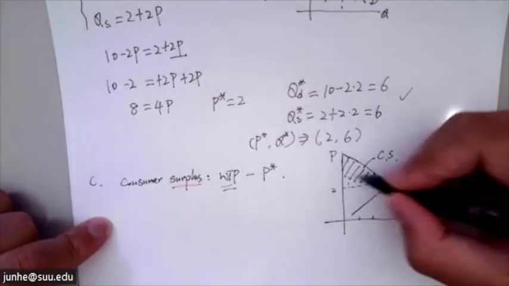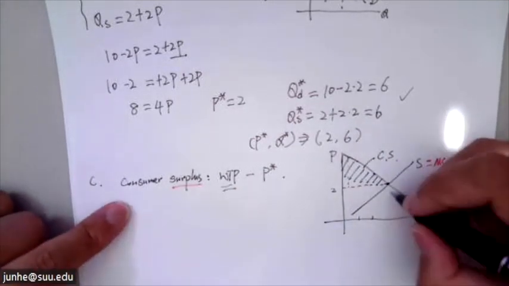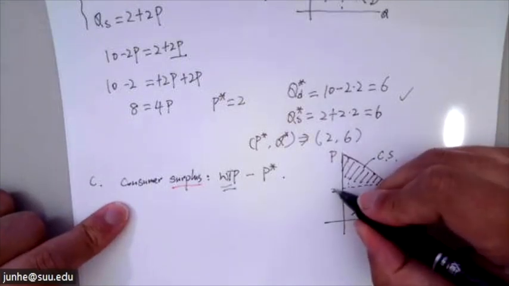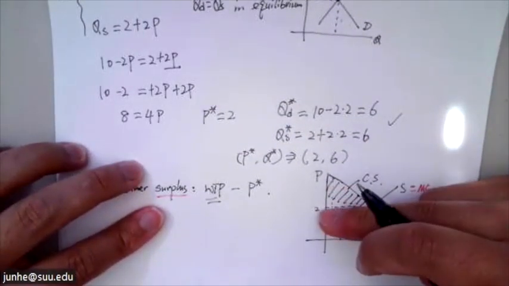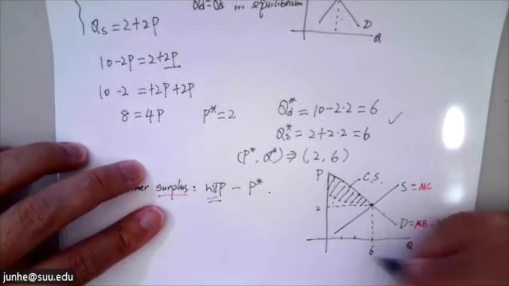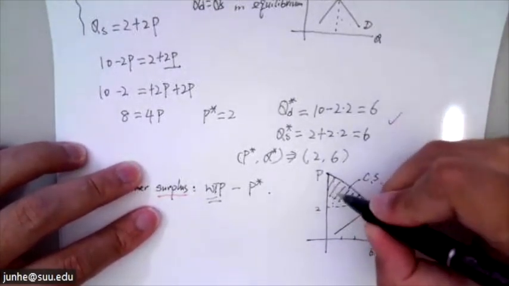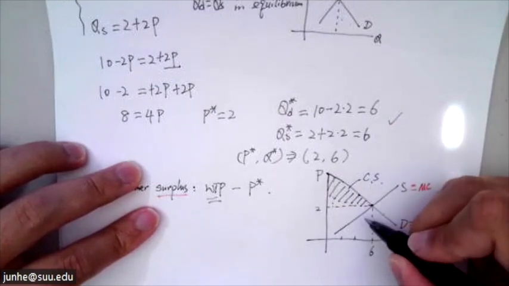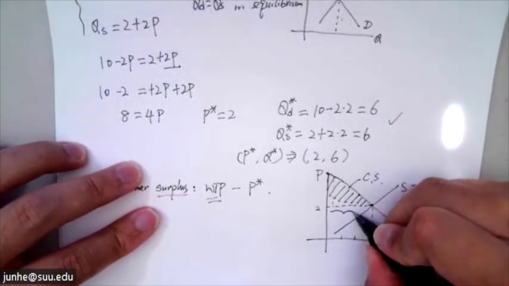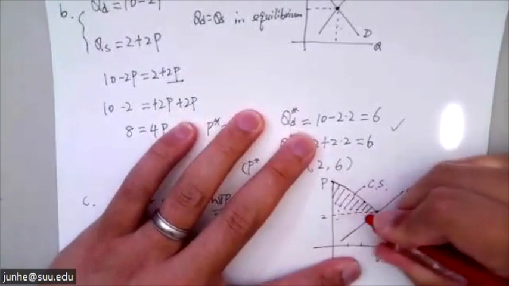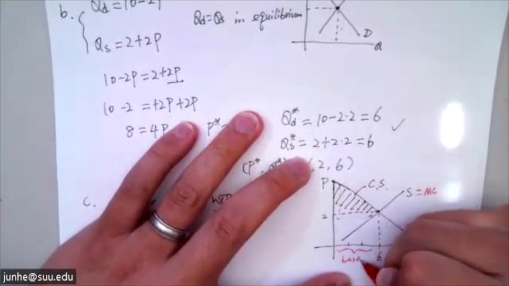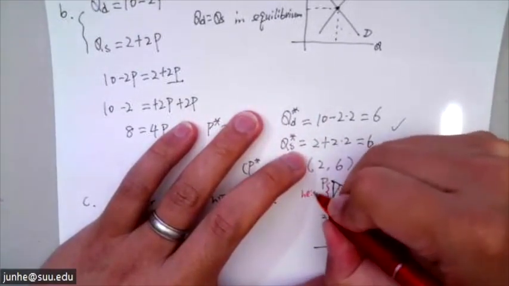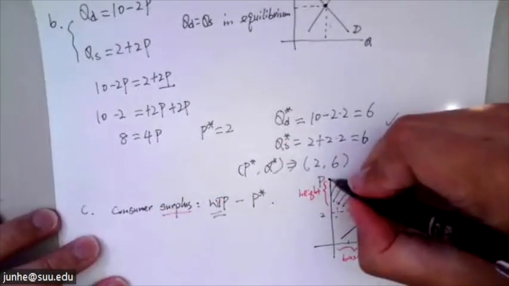That is to say, you are to calculate the area of this triangle. Here we can utilize some results that we found in B. The market price is $2. The equilibrium quantity is 6. Then we only need to find this point, because we've found the base already, which is 6 for this triangle. Let me use a different color. So this is the base of the triangle, which is 6. And then we need to find the height.